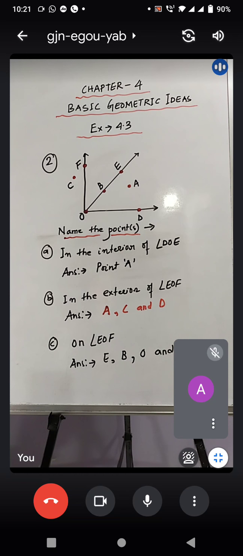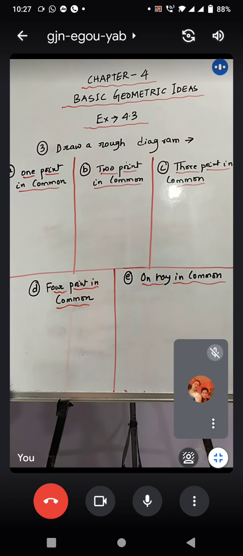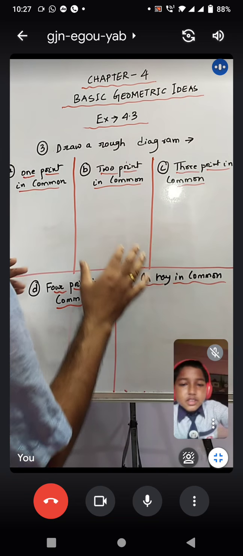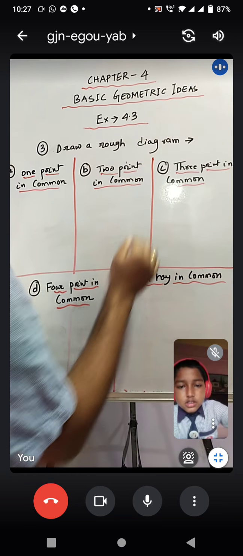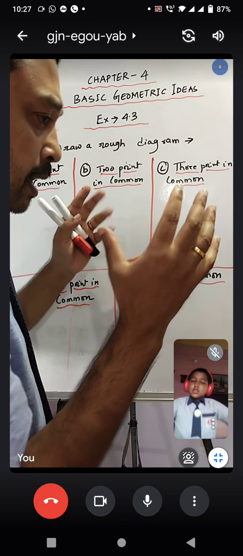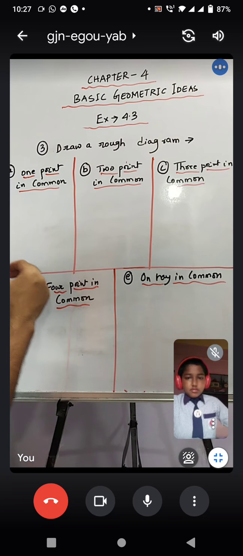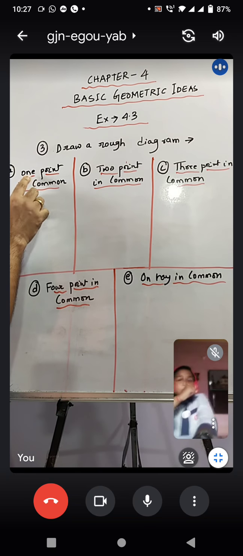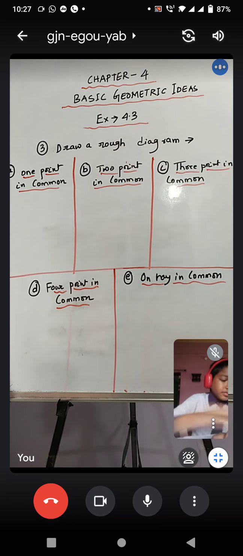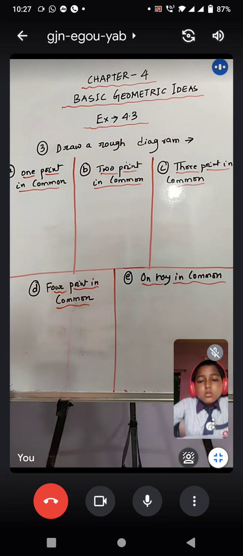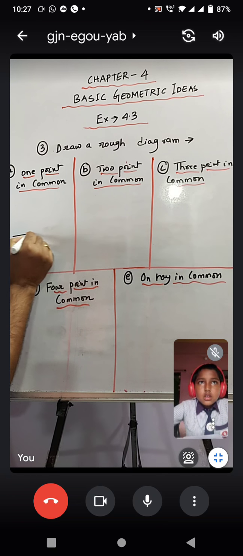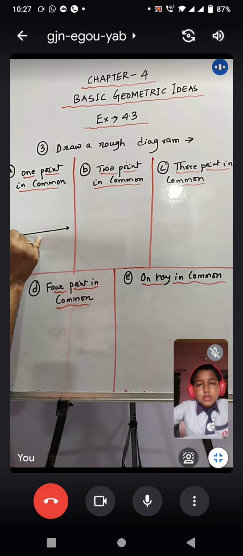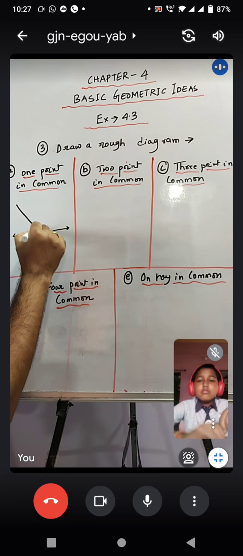Now let's move on to question number 3. Now this is question number 3. What we have to do in question number 3 is draw a rough diagram. Okay, draw a rough diagram of 2 angles. Now in the first part we have to draw 2 angles where we have to show that only one point is in common. Only one point there is in common. So this is the figure, students. Draw one line like this and draw 2 lines like this.